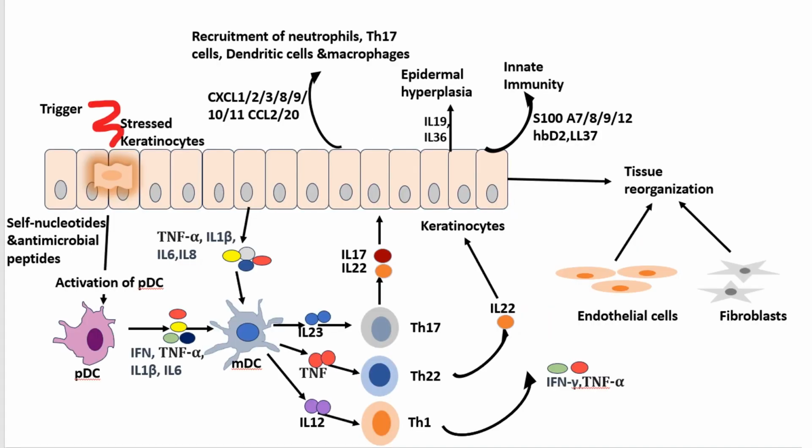To review again the role of keratinocytes in psoriasis pathogenesis and their share in the initiation and maintenance phases. In the initiation phase, keratinocytes become stressed by triggers, and these stressed keratinocytes will secrete self-nucleotides and antimicrobial peptides, which will activate plasmacytoid dendritic cells, and this in turn will activate myeloid dendritic cells.